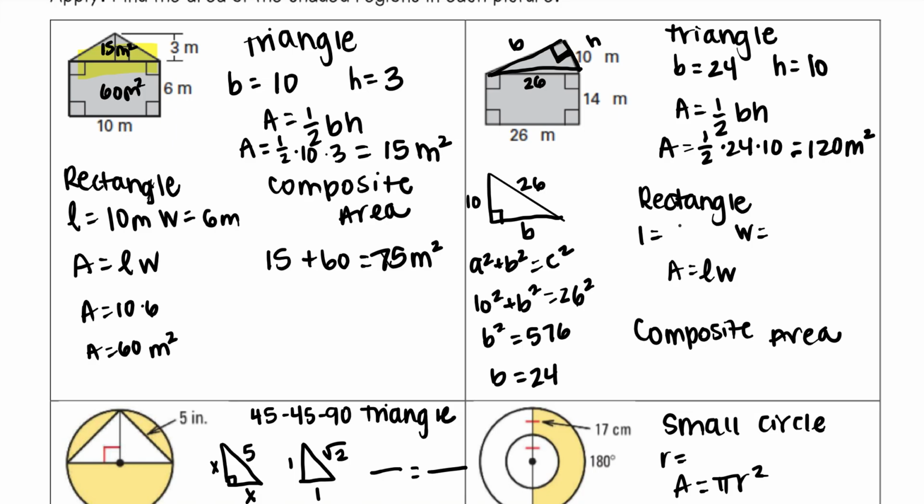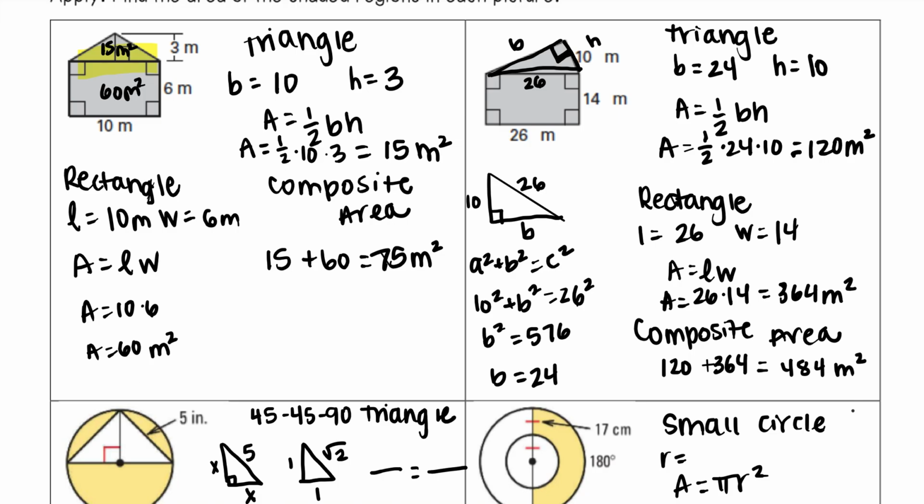And for my rectangle, I have a length of 26 and a width of 14. Length times width is our area of a rectangle, so 26 times 14 gets us 364 meters squared. So to complete our composite area problem, we are going to add those two shapes' areas together. So 120 plus 364 to get a total of 484 meters squared for this composite shape.